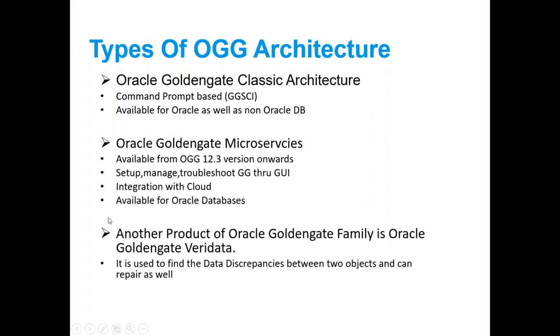So the GoldenGate family includes three things: classic architecture, microservices, and Veridata. If you go out into the market for any job, any interview, or in fact GoldenGate certification as well, any question will come from classic and or microservices and or Veridata. Okay, so there are two types of architecture. One is classic, the second is microservices.